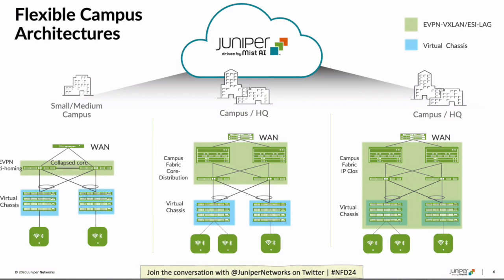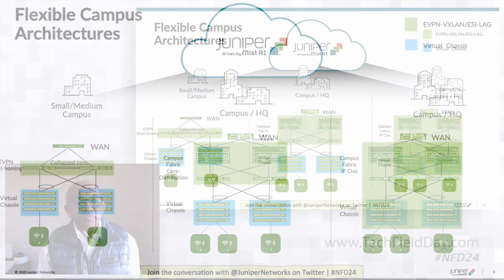And then we have our large campuses, could be university campuses, enterprise campuses, where we have a 3-layered network, talking about core, distribution and access. 4400 switches exactly fit into the virtual chassis scenario or standalone. And in this case, you can see the EVPN VXLAN is extended between the core and the distribution.